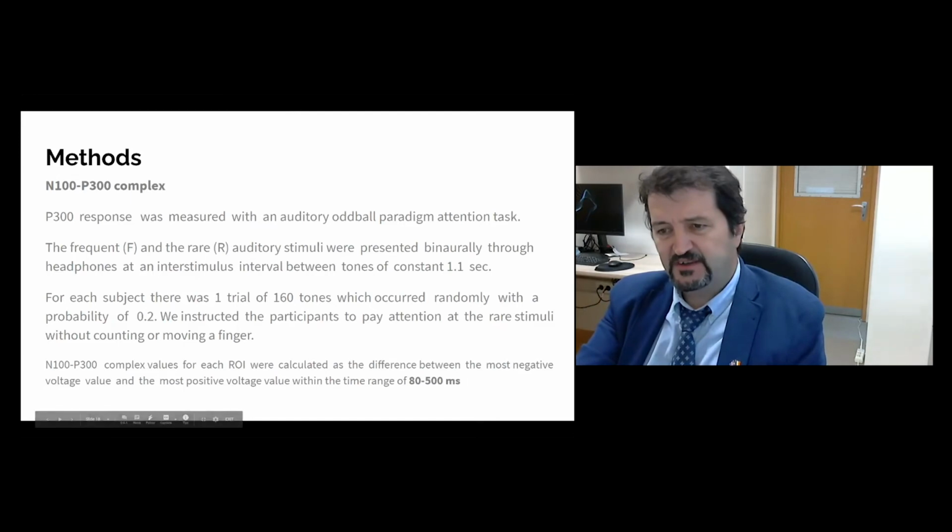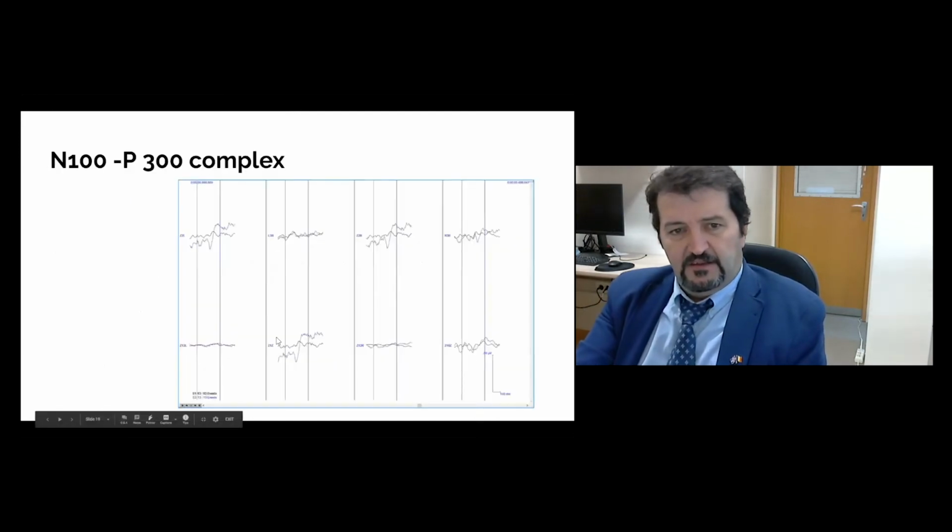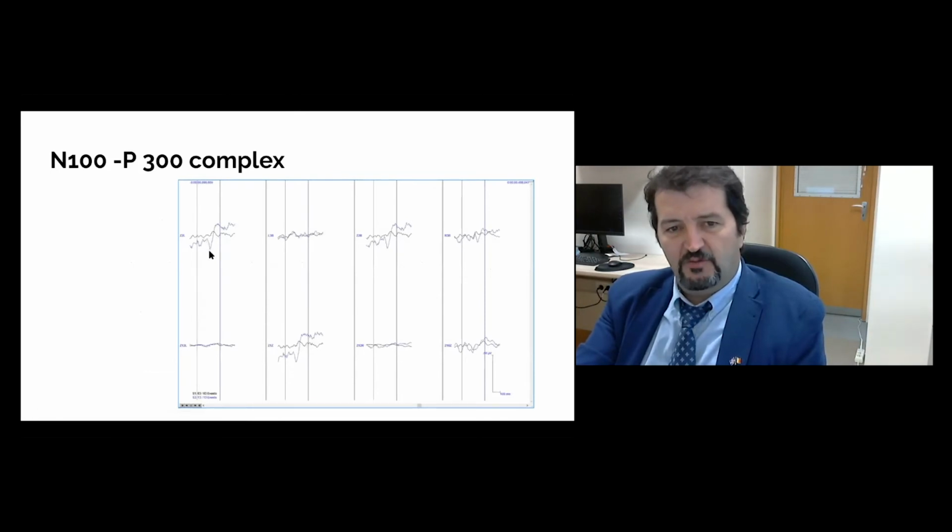So we were measuring this complex from N100, which is the first component of this complex, to the P300. Here we cut a window like that, and automatically using MATLAB, we calculated this voltage. So this is the N100 P300 complex.